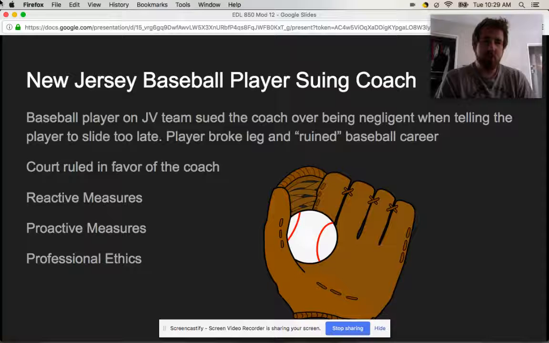Proactive measures that could have been taken. Again, this would probably be a hiring process thing where you'd make sure that this coach is vetted and is able to actually coach baseball with students. They have a background, they know how to coach safely. And then as far as professional ethics, when you're talking to any sort of coach, you should be telling them to preach fundamentals and safety when playing right off the bat.